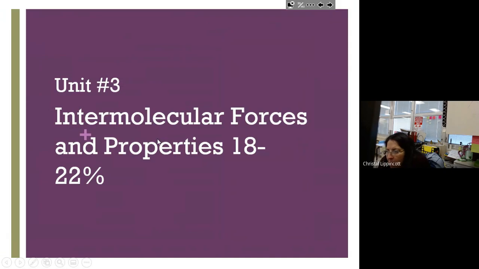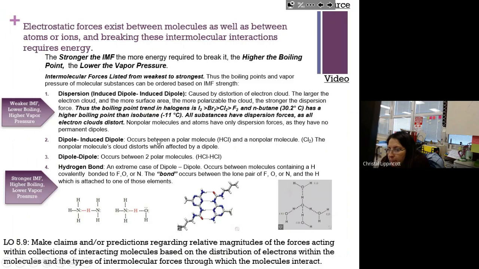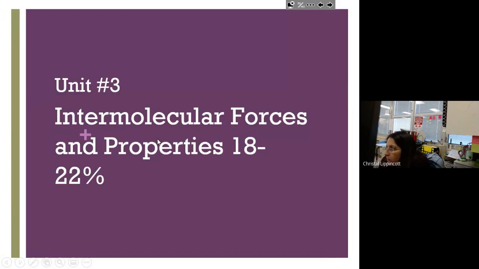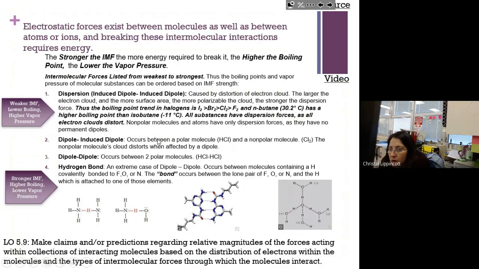Okay, IMFs. This is a big part of 18 to 22? Yeah, this is a massive part of your test. This is why in honors chem or pre-AP, I spend so much time on this, because it's important that you understand it when you come in here, and then when you're here, you get a deeper understanding of it. All right.